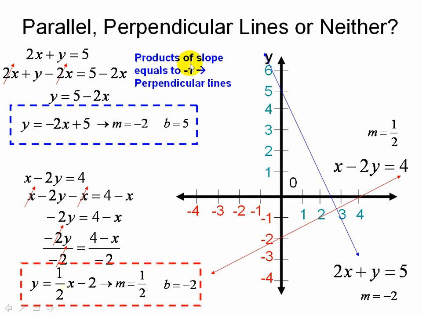Now we look at the product of the slopes, and they equal negative 1, as said earlier. So here we have negative 2 times 1/2 equals negative 1. Therefore we can say that these lines are perpendicular.